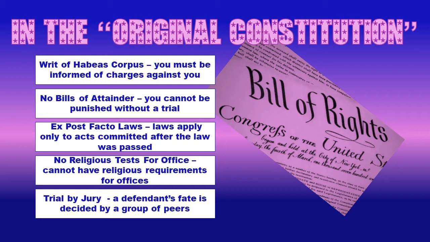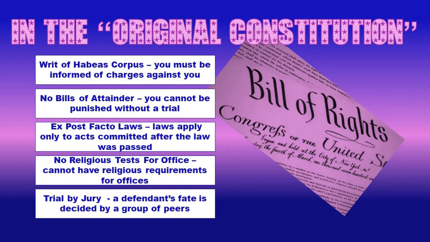Like it's my right to know from the state why I am being detained. The second of these is that Congress cannot pass bills of attainder. Bills of attainder allow the state to punish you without a trial. And so this is not allowed by the Congress or by any other part of the government here. You cannot be punished without a trial.